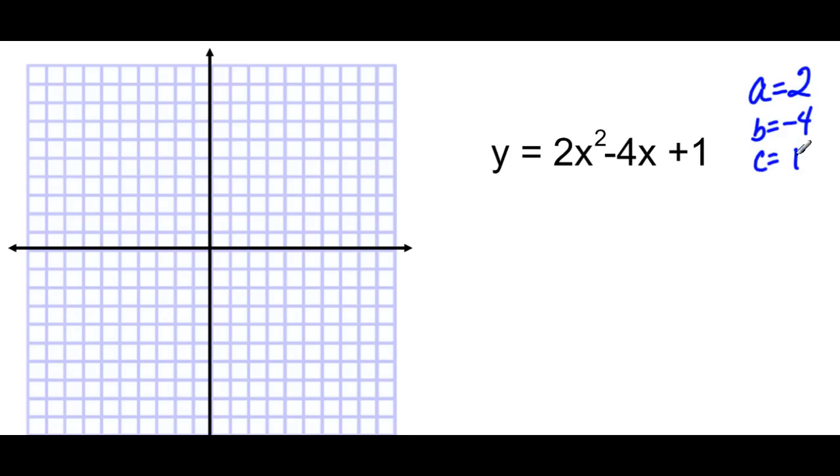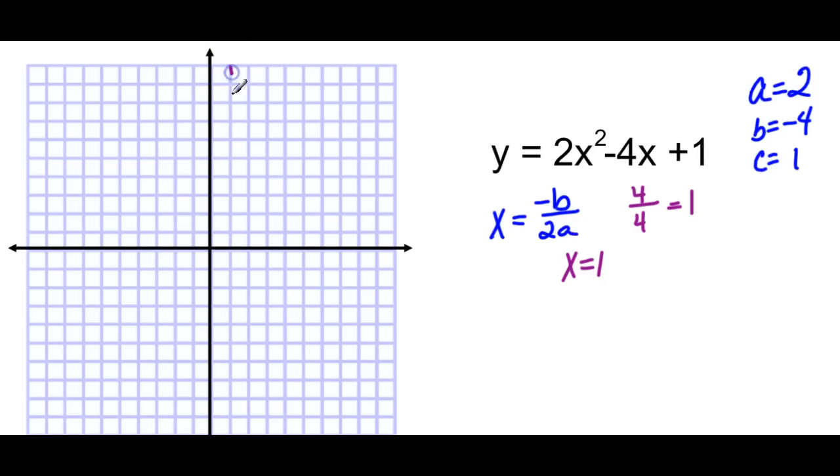Find the axis of symmetry. Your axis of symmetry is always going to be x is equal to the opposite of the b value divided by 2 times the a value. So in this case, that is going to be the opposite of -4, which is 4, over 2 times 2, which is 4, which gives me a value of 1. So x equals 1 is your axis of symmetry.